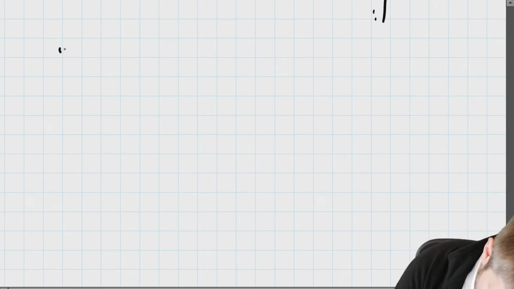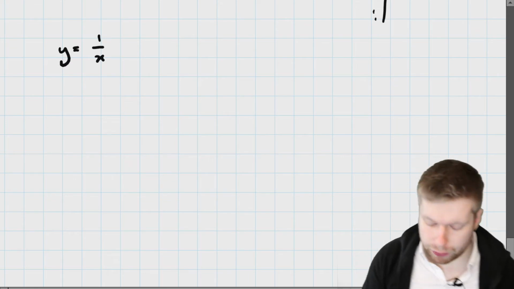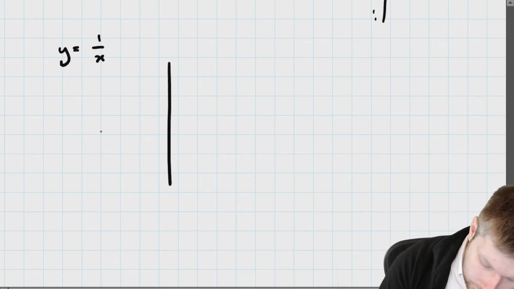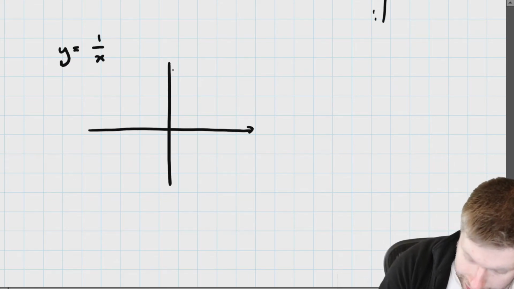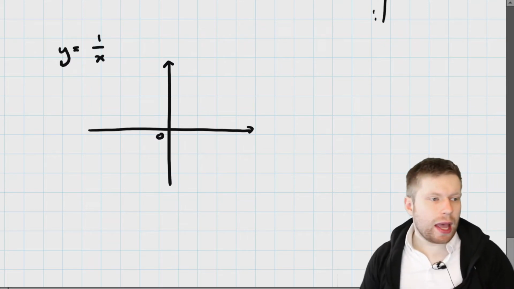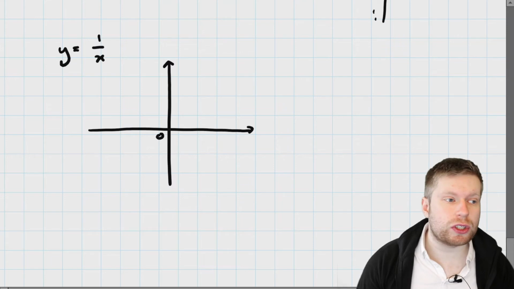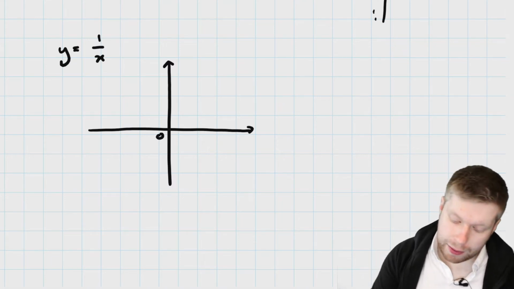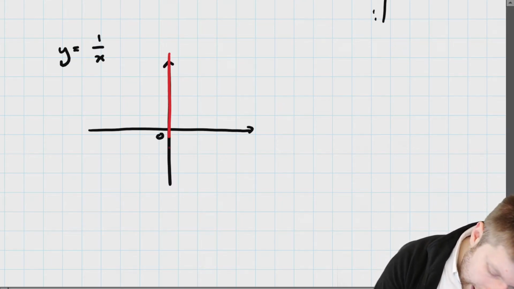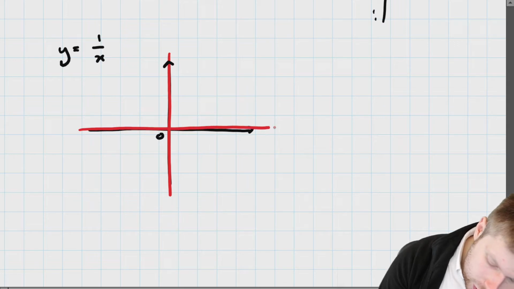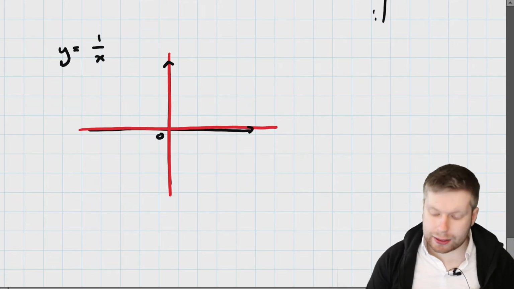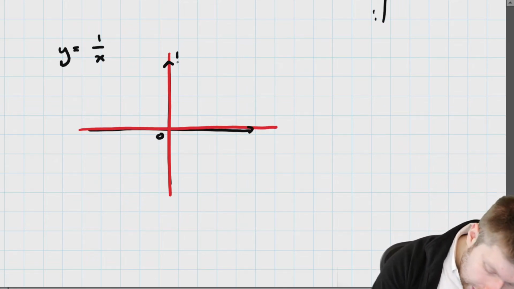So we could have y equals 1 over x. Now y equals 1 over x is a really interesting graph. It's actually a hyperbola. You don't need to know it's called a hyperbola, but I'm going to tell you anyway, because why not. The reason it's called a hyperbola is because you have two asymptotes. In this case, the asymptotes are actually the axes themselves, the x-axis and the y-axis. And the 1 over x graph effectively looks like this.